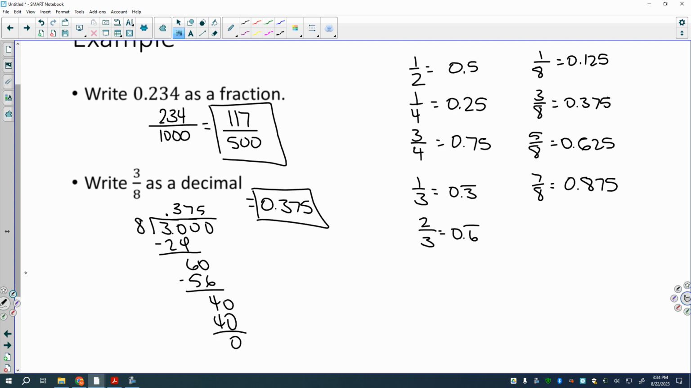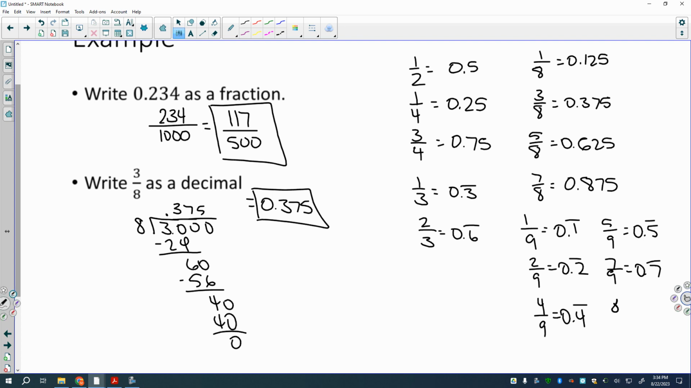1/9, the ninths are really nice. 1/9 is 0.1 repeating. 2/9 is 0.2 repeating. 3/9 is 0.3 repeating. It's also 1/3. 4/9 is 0.4 repeating. 5/9, 0.5 repeating. 6/9 is 0.6 repeating, or 2/3. 7/9 is 0.7 repeating. 8/9 is 0.8 repeating.